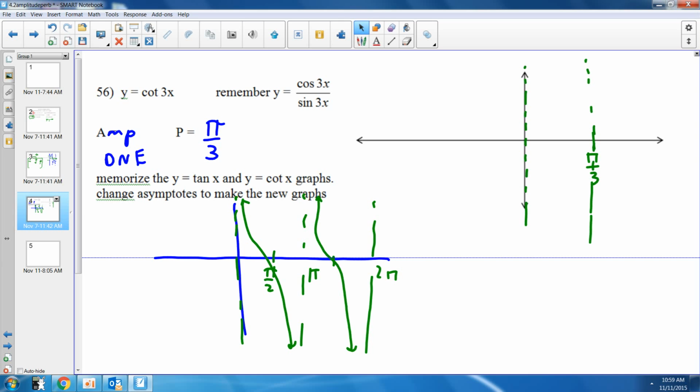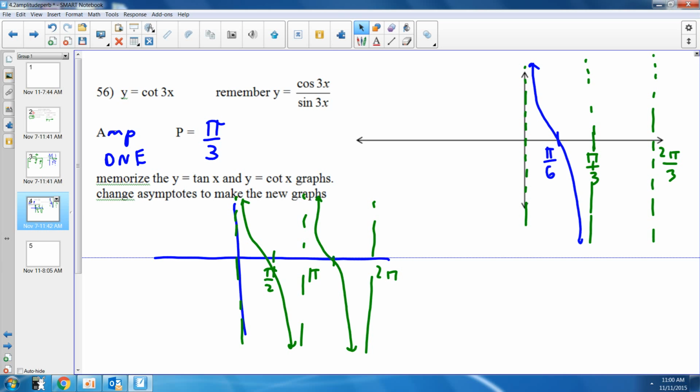So if it says graph 2 cycles, I'm going to want to go one further. So it's going to be 2 pi over 3. It's positive. The design looks the same, so it's going to look something like this when we are all said and done. And it's nice to put in the midpoint here so you know where it crosses. That'd be half of pi over 3. Pi over 3 times 1/2, pi over 6.